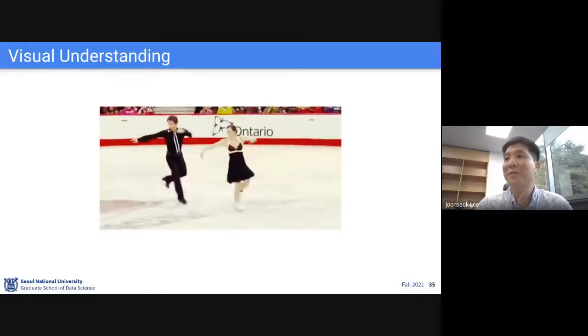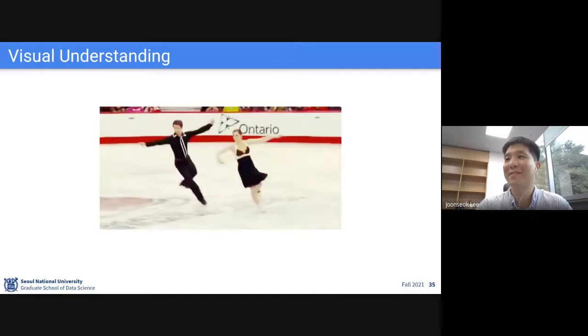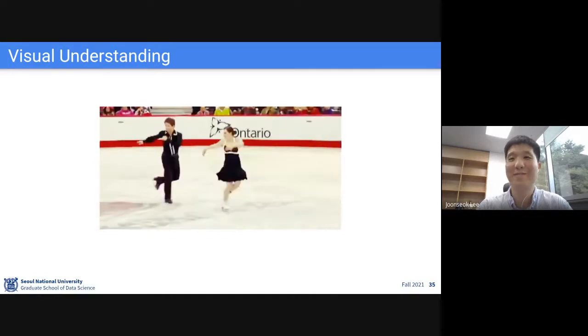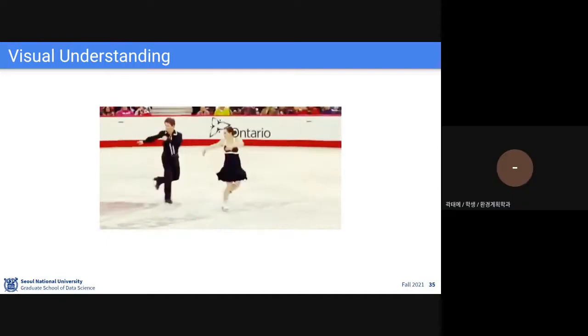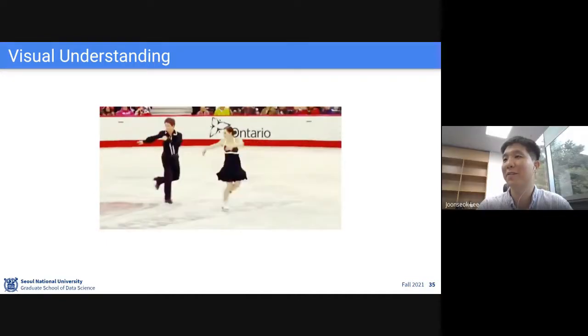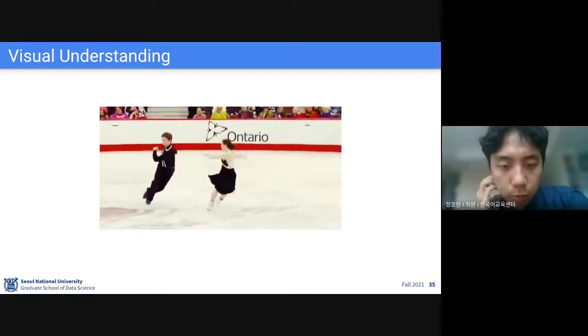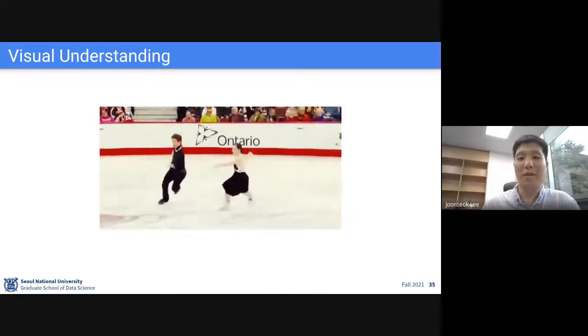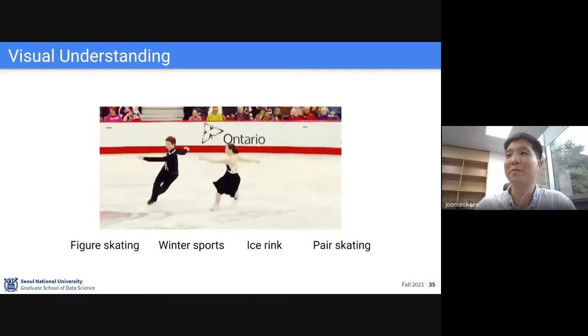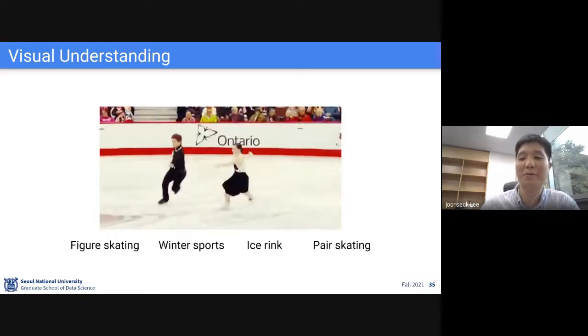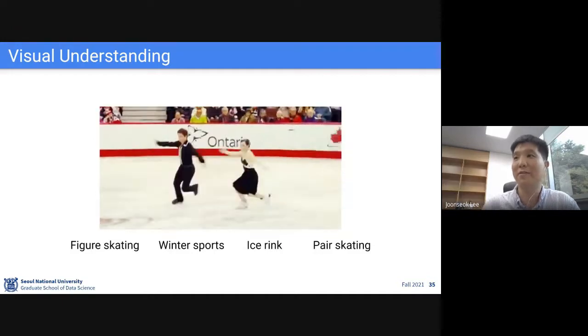What do you see in this video? Anyone? Figure skating. Yes, figure skating. Anything else? Man and woman, yes. Tracking the humans. When I ask this question to humans, they usually say figure skating, winter sports, or ice rink. And as one student said, this is called pair skating, one man and one woman playing together to perform.